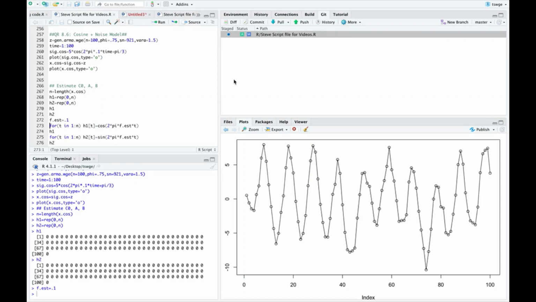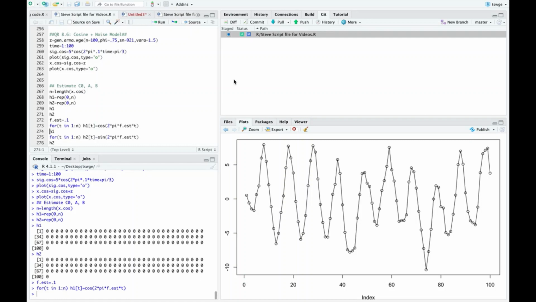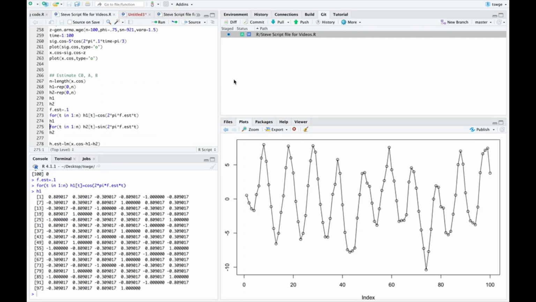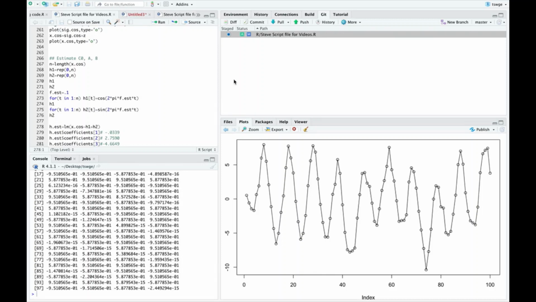That's just the cosine part. And do the same thing for the sine. So we have two big matrices of 100 values each. And then look what we do. Here comes this estimation piece, LM for just the regular linear model, x dot cos, because when we wrote it in that form of 8.10, it's now linear. And because of that, we can use this linear model form to estimate our parameters.